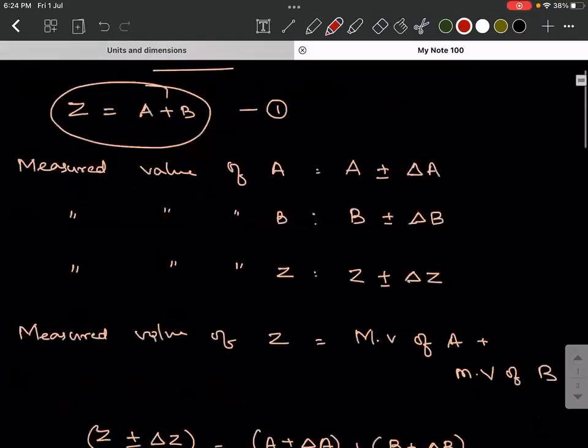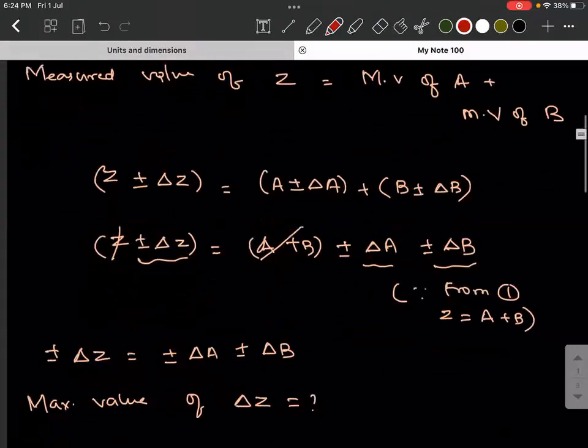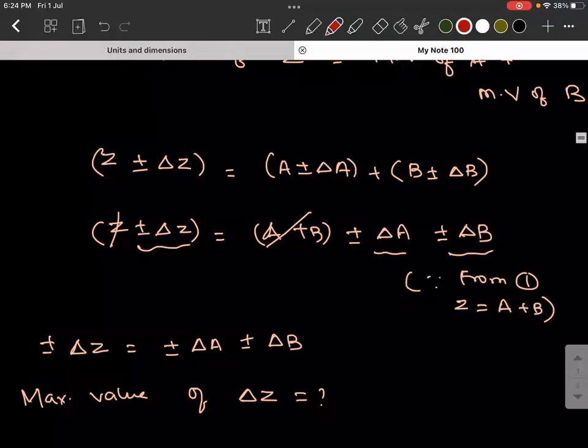So mostly try to write it on your own. If you have any doubt, look at the book. The book is clear, right? That is the maximum value you need to report.